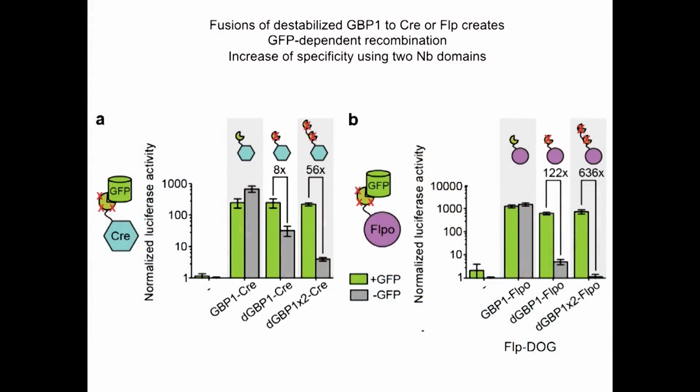So I'd like to just show you this set of panels. This was now to make a flip recombinase that's dependent on GFP. We used our destabilized GFP nanobody. And look at the activity over here. This is, again, a readout for luciferase after flip activity.